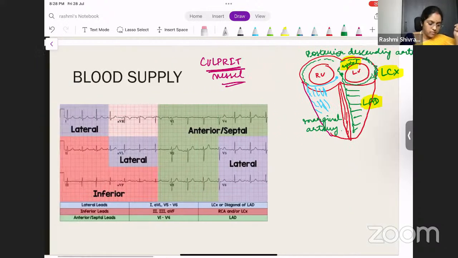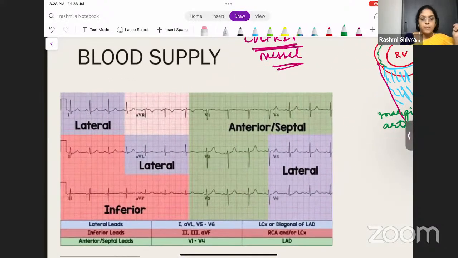Yes. So now coming to the ECG, which leads will you look at for which wall of the heart? When you have a posterior wall MI, you need to see the posterior leads, V7 to V9. If you suspect a posterior wall MI, you should place the chest leads behind and then check. So that is posterior wall MI.